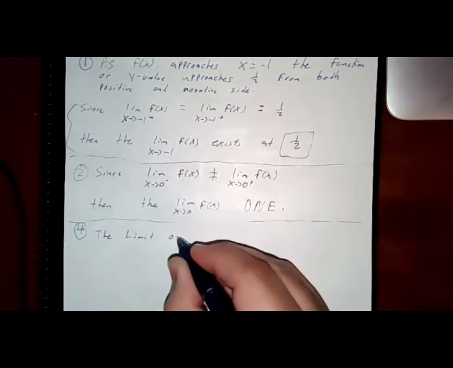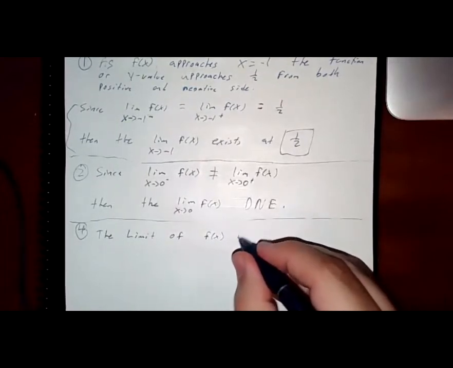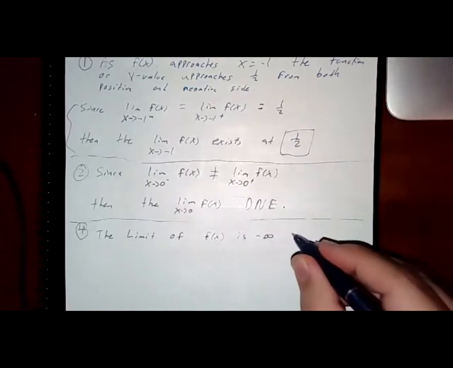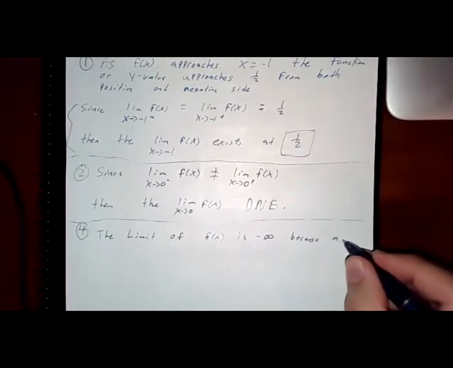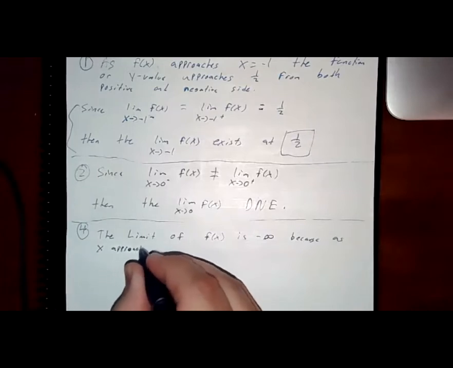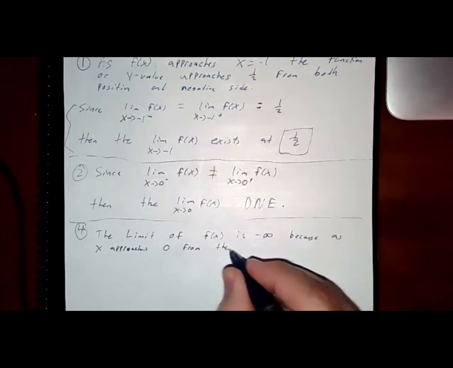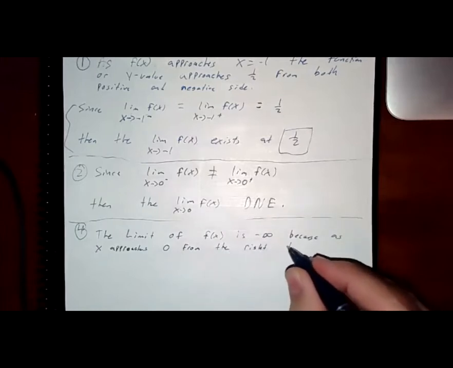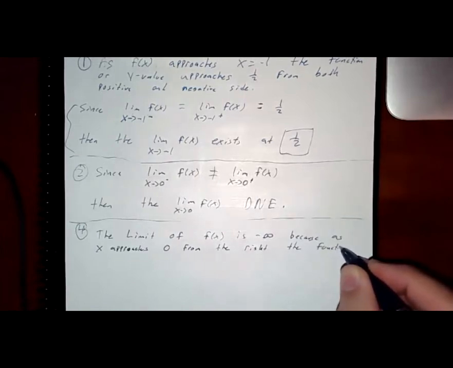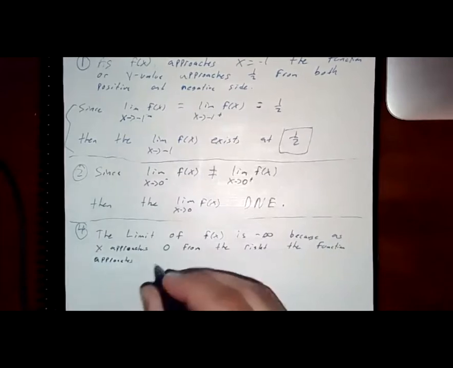So the limit of f of x is -infinity because as x approaches 0 from the right, the function approaches -infinity.